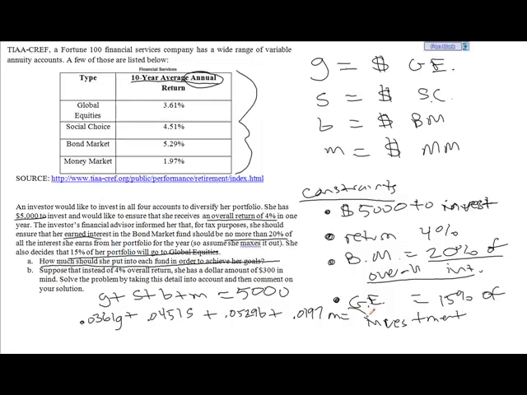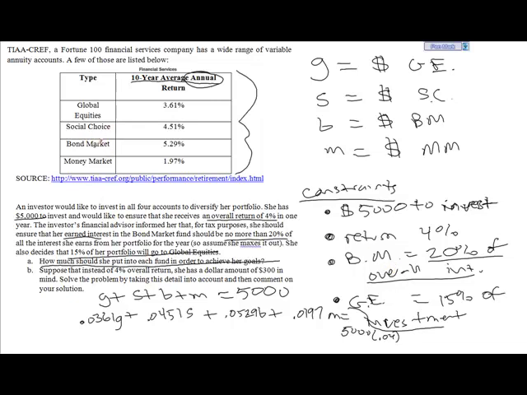Well, what does that mean? That means that on all the dollars that she's invested, the 5,000, 4% of that is the interest she'll earn. So the sum of her interest has to add up to 4% of the total that she puts in.